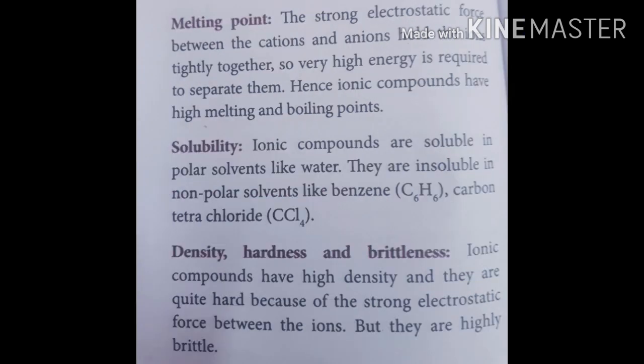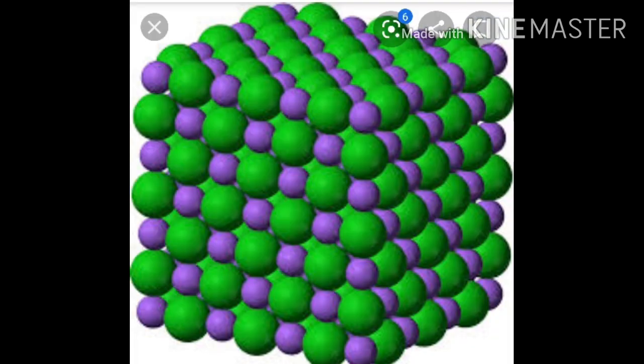Next one is the melting point. Since the electrostatic force of attraction between the cations and anions is strong, it holds them tightly, and very high energy is required to separate them. The bond between the positive and negative ions is very strong, so we need more energy to break the bond. Hence ionic compounds have a high melting and boiling point.